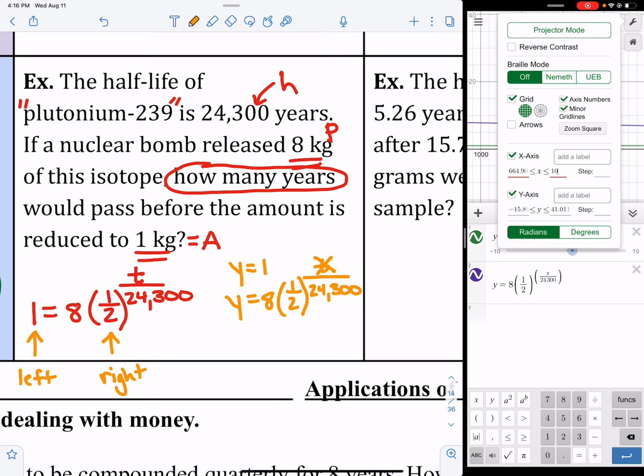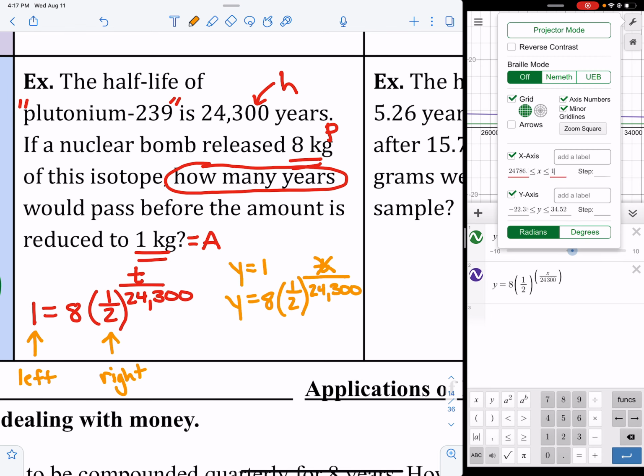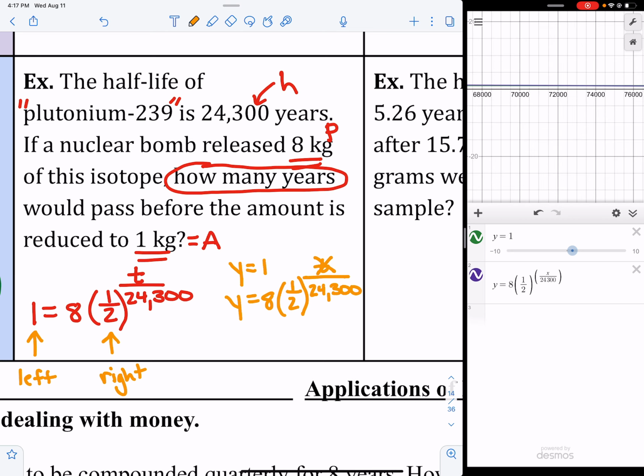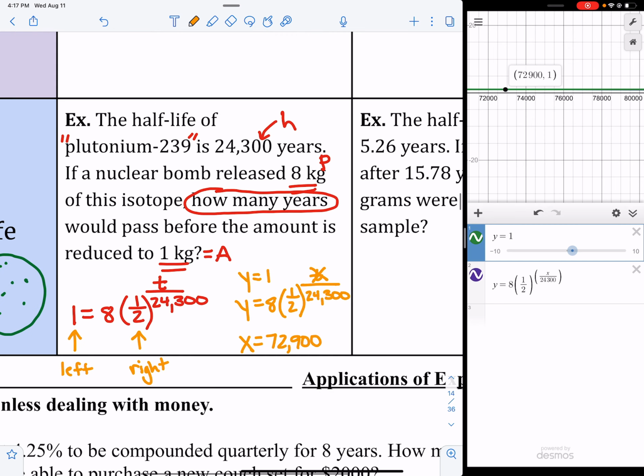Like let's say 10,000. See, they're getting closer together now. Let's do that one more time. Let's say that that would be 15,000. See if that helps. Getting closer. So then, there it is. Desmos will eventually give you the value where those are equal. So 72,900. It took us a little bit to figure out that X would be that long of a period of time. So that's how many years it would take for 8 kilograms of this isotope to reduce to 1 kilogram.